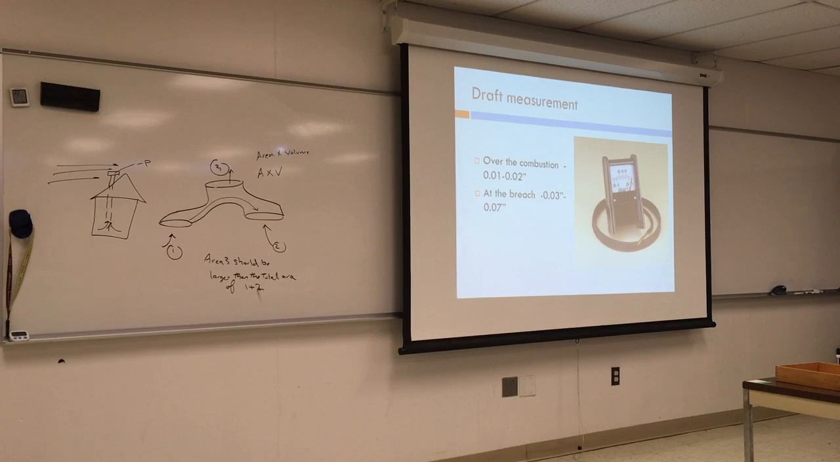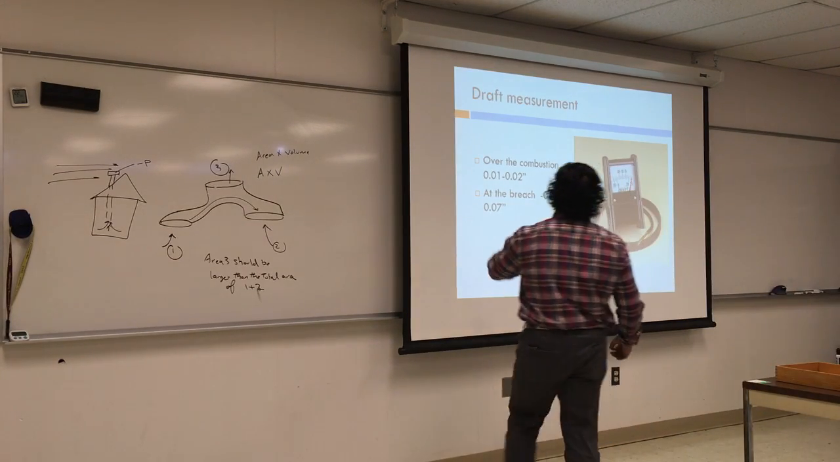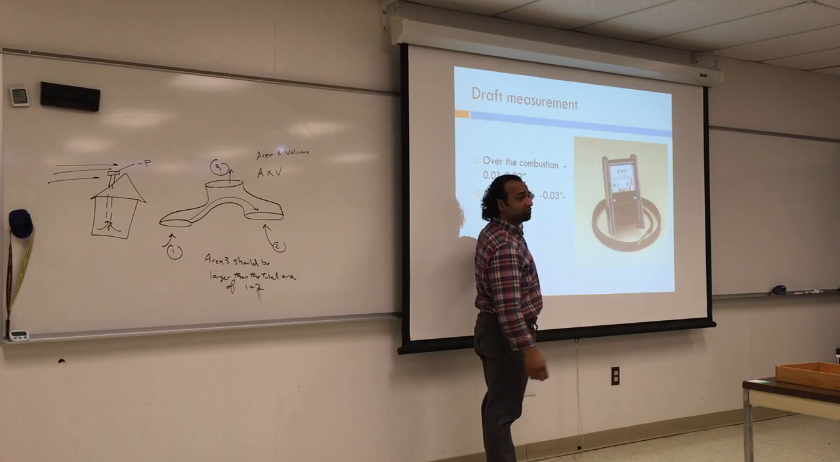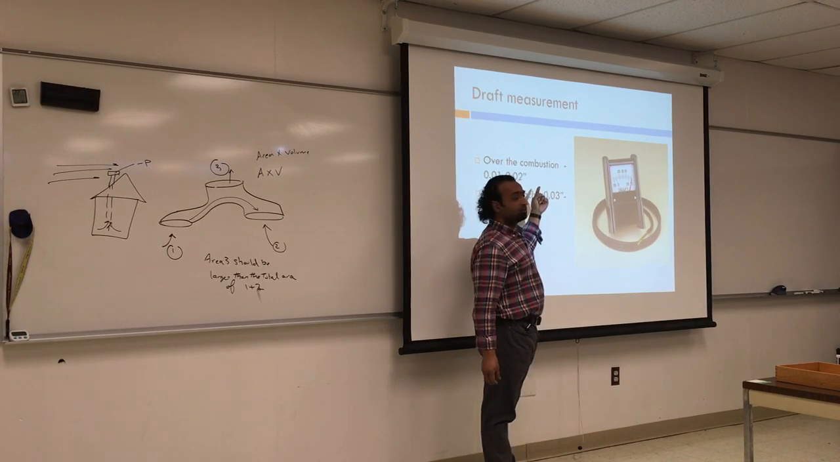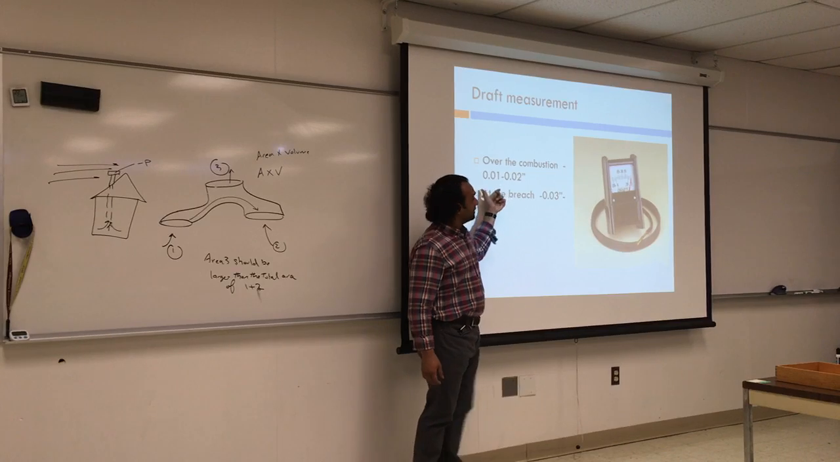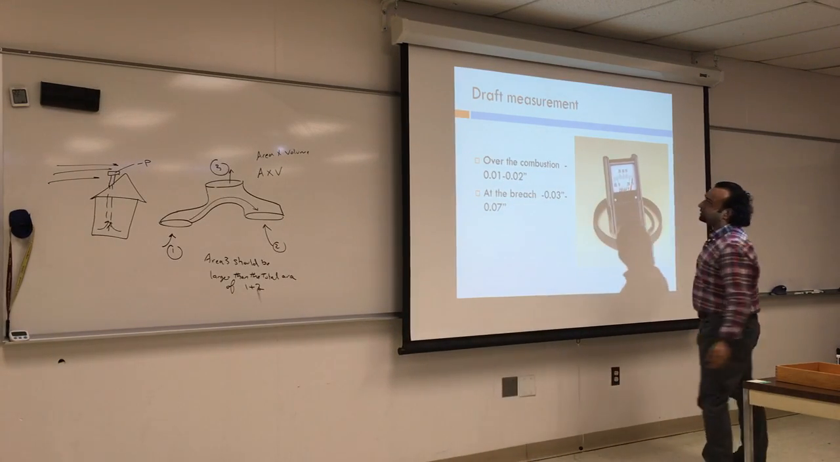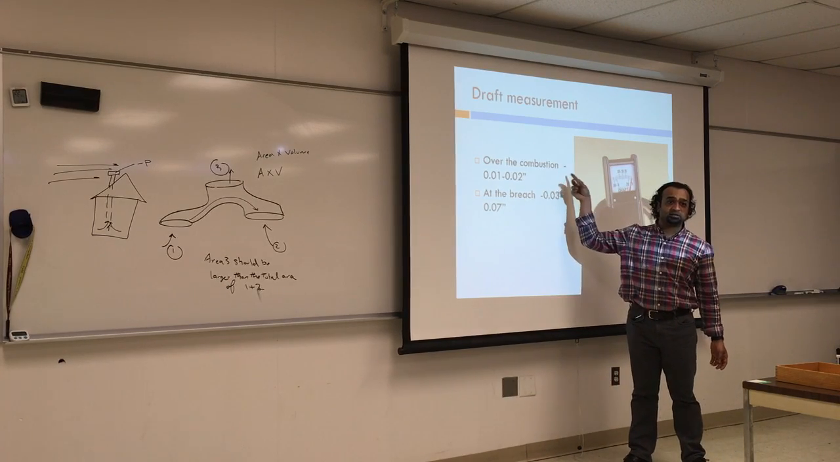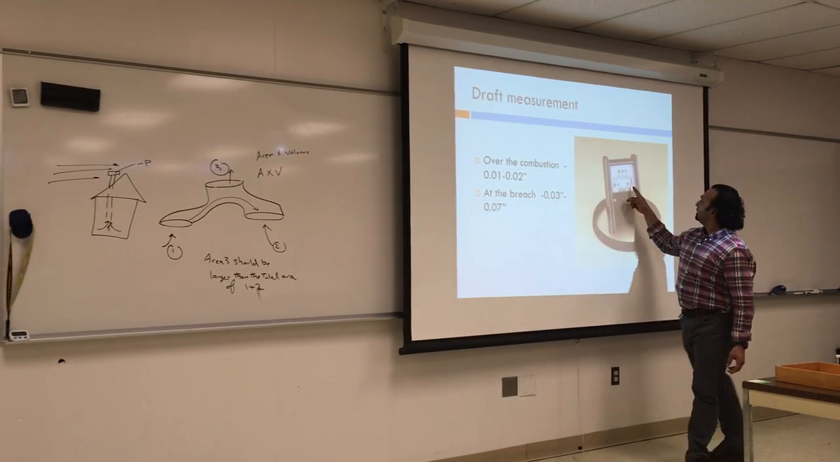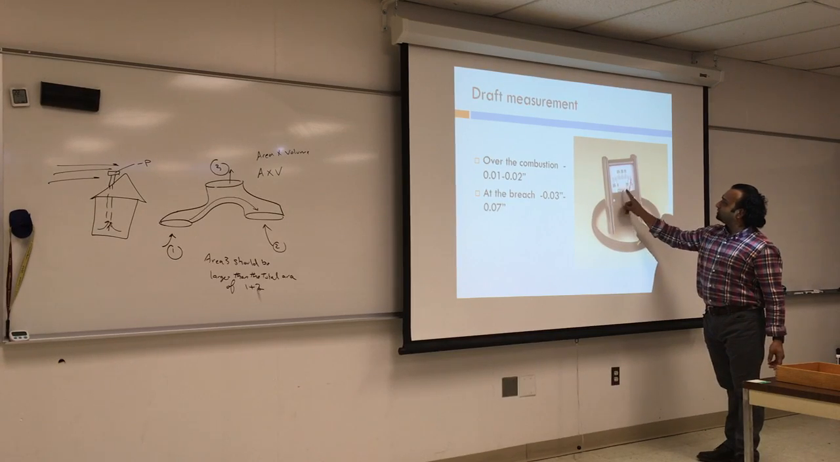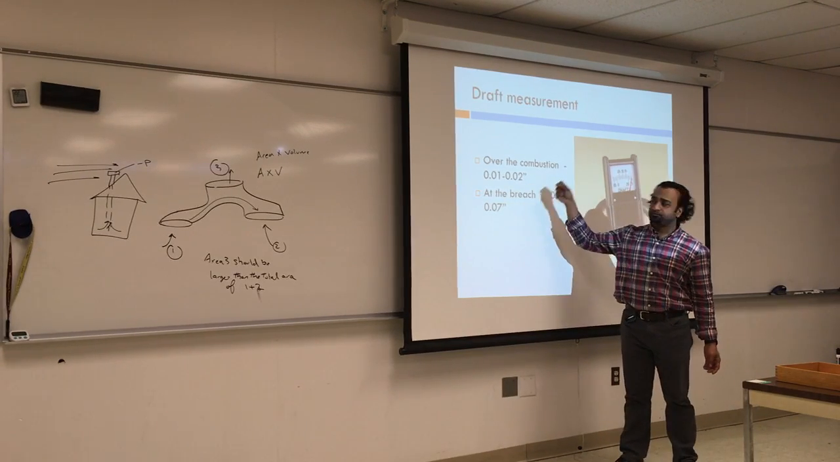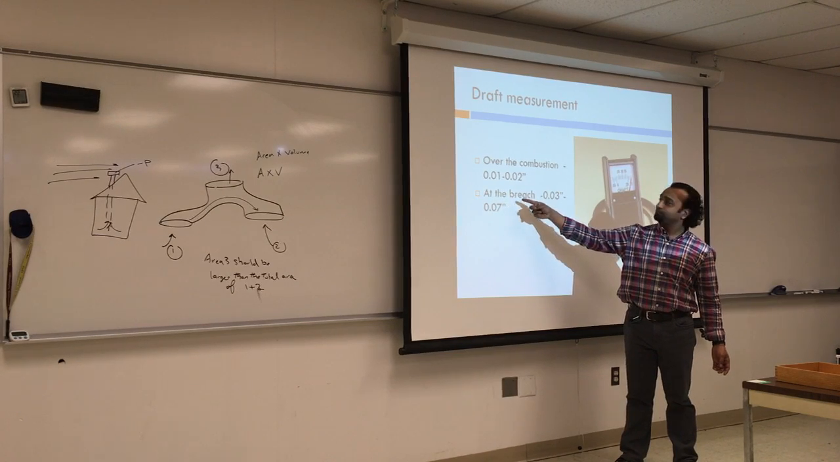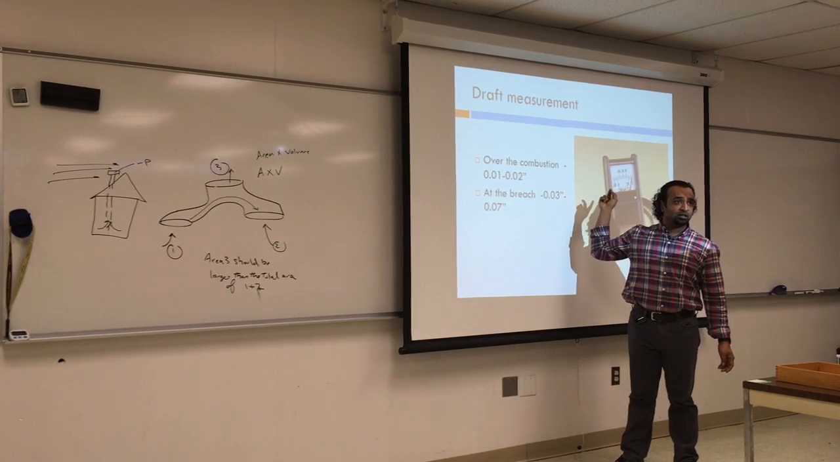Why do we care about the draft measurement inside the chamber? Because we want to see how much air is being drawn into the chamber. And that's supposed to be between 0.01 and 0.02 inches of water. It's negative, because you have a minus sign in front of both numbers. It's negative pressure. It should not be positive at all. And I will show you how to use this instrument.